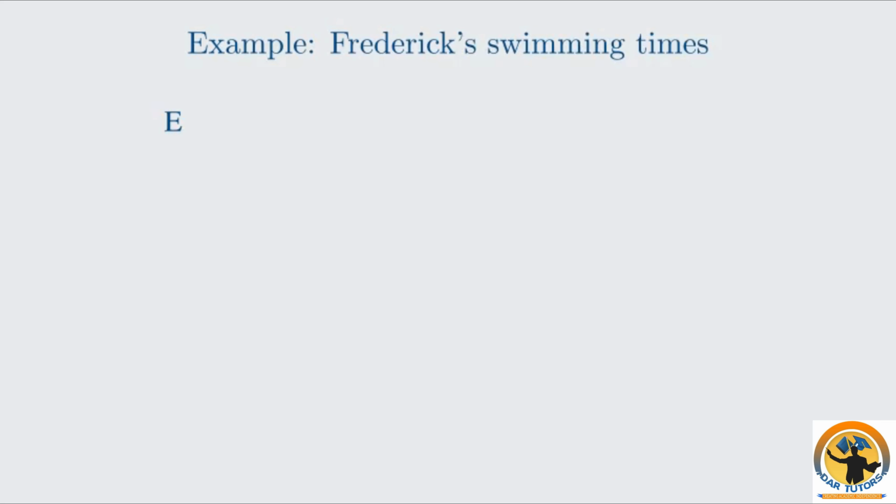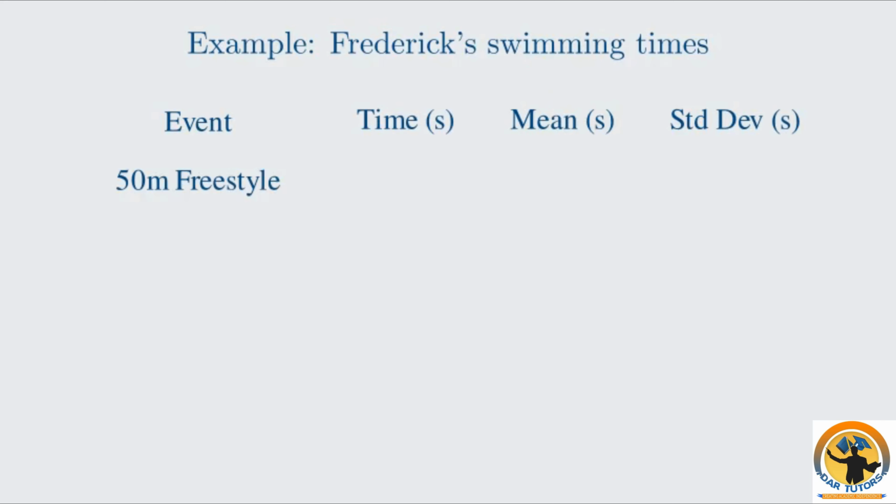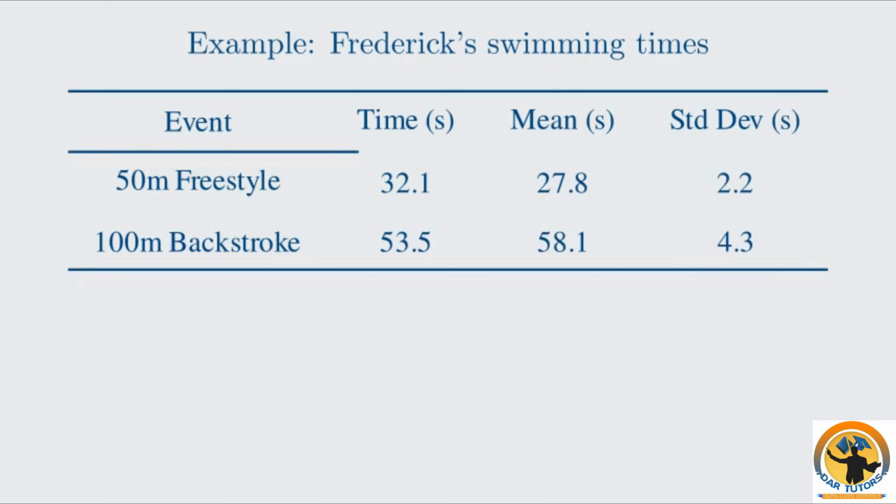Let's look at a similar example, this time involving swimming competition times. Frederick competed in several swimming events. Here are his times, the event means, and standard deviations. We need to find his z-scores and then determine his best performance. We also need to think about what a z-score means in this context.